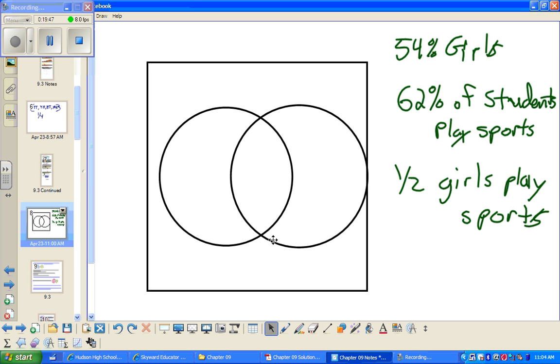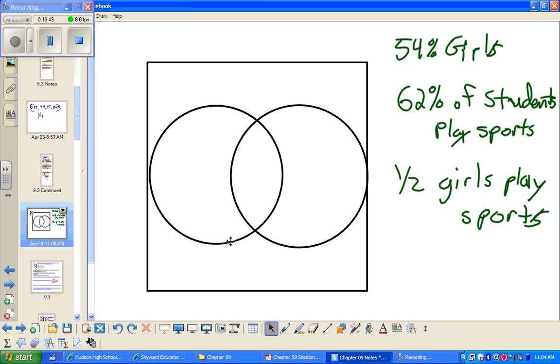And then what you have to decide is, what do you want the circles to represent? In this problem, I'll tell you, 54% of students at a school are girls, 62% of students at that school play sports, and half of the girls play sports. So using that information, we can set up a Venn diagram.